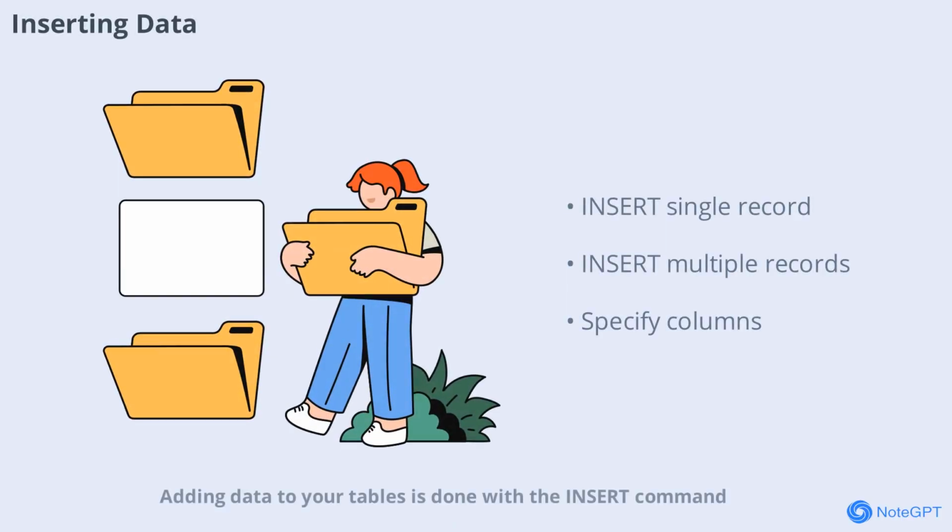Adding data to your tables is done with the insert command. You can insert a single record, multiple records, or specify only certain columns. For example, insert into emp values 1, Tina, 45678, manager adds one employee. To insert multiple records, separate them with commas. If you only want to insert in specific columns, list them in the command. Unspecified columns will take default or null values.